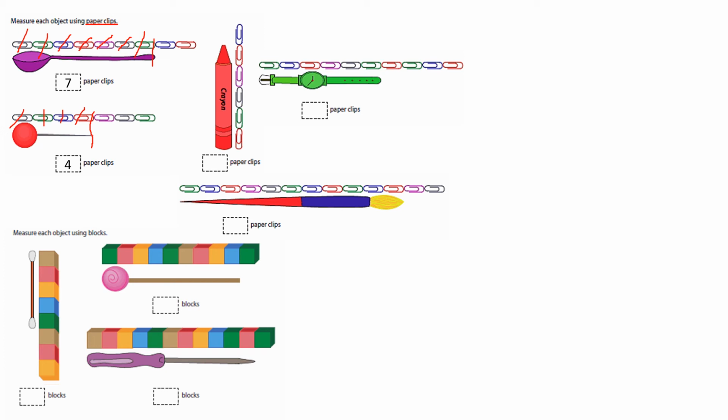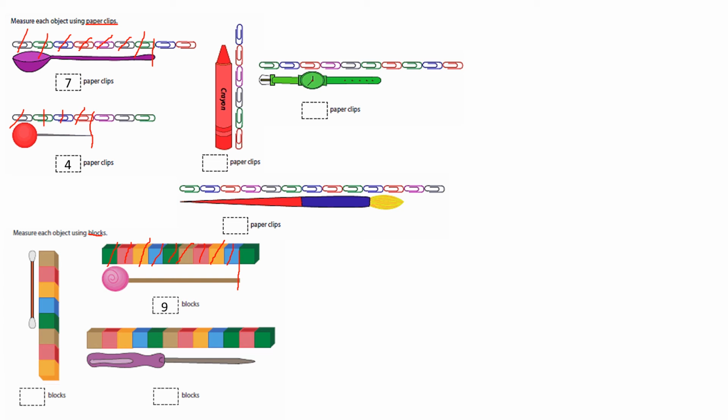Measure each object using blocks. So here we will measure all the objects using blocks. So first we will measure the candy and see how many blocks we need to measure this candy. 1, 2, 3, 4, 5, 6, 7, 8, 9. So we have measured 9 blocks for this candy.